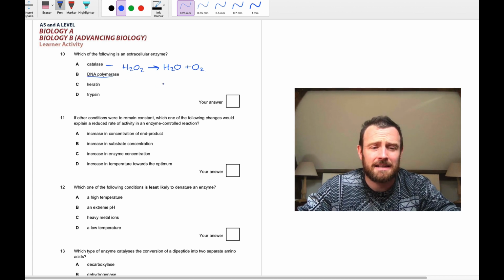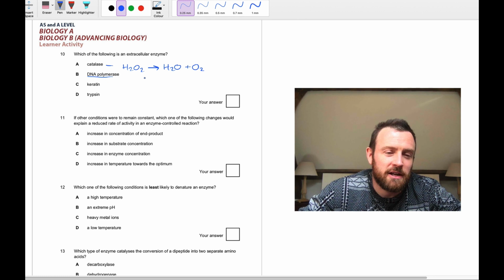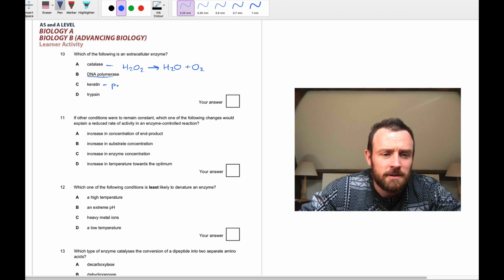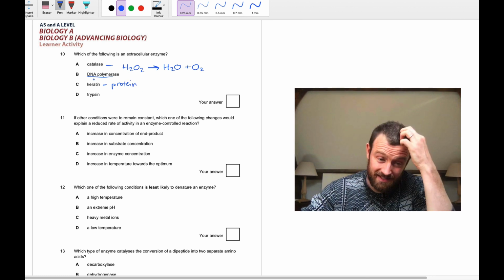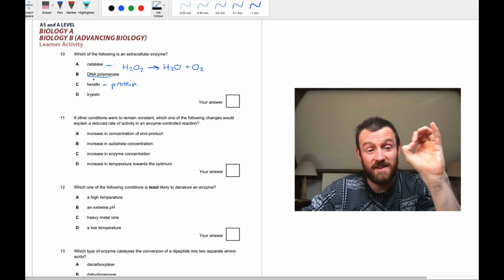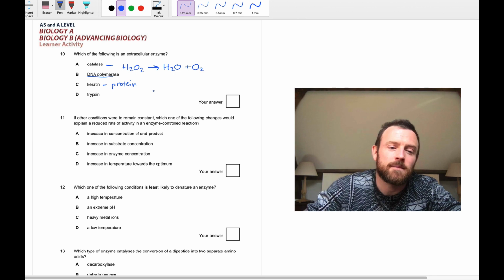So that's intracellular. DNA polymerase, well, what does that do? It copies DNA. Where do we find DNA? Inside cells, in the nucleus, in fact. So that is definitely an intracellular enzyme. Keratin, that's not an enzyme, that's a protein. Remember, enzymes are proteins, but they're proteins that do some catalysis. This is the protein in hair and fingernails, in fact. It's a structural protein, not an enzyme.